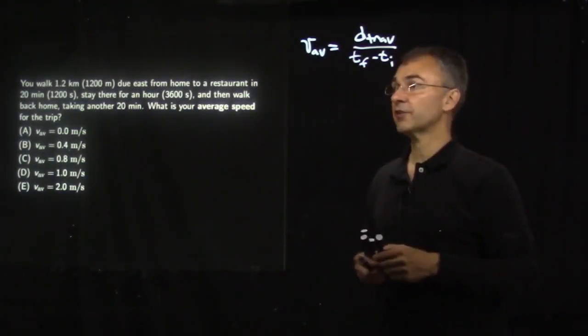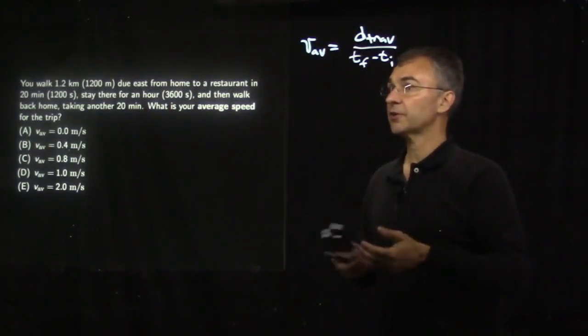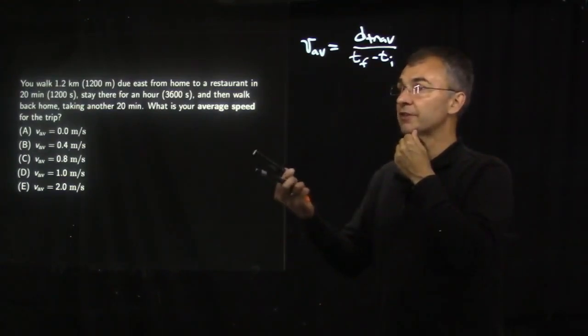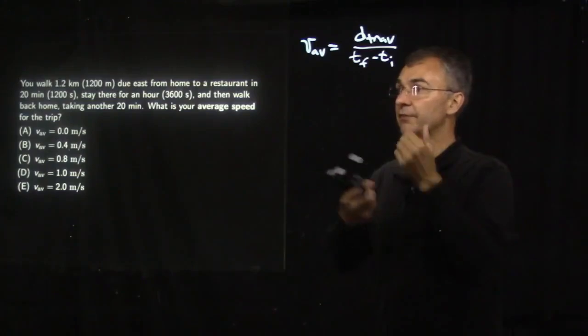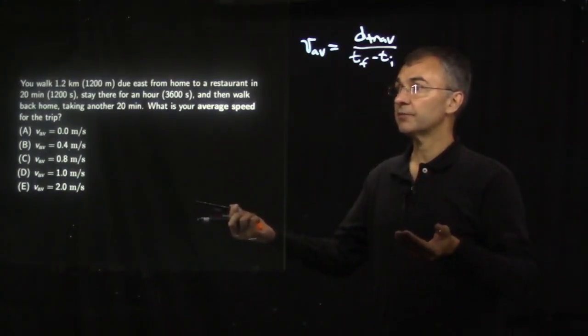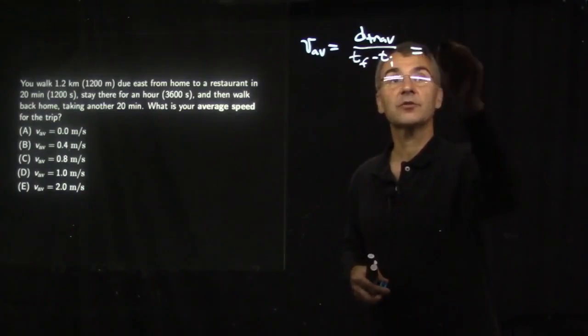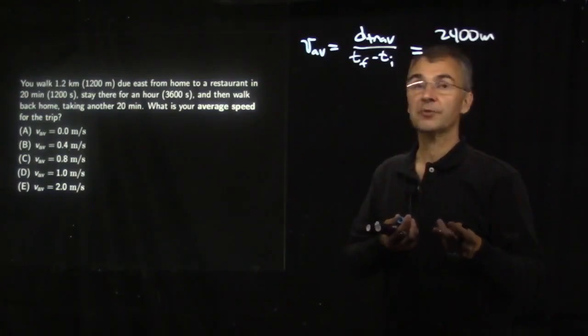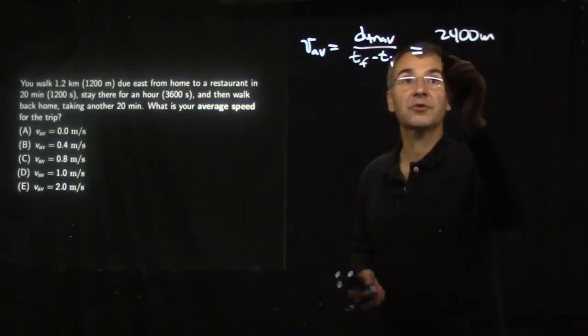So to get the distance traveled, we have to say how far do we go east, and then how far do we go west. Actually, the distance that we traveled east was 1,200 meters, and then we just go back home. That's another 1,200 meters. So I guess the distance traveled was just 2,400 meters because we walked from home to the restaurant, which was 1,200 meters, and then we walked back. So 2,400 meters was our distance traveled.